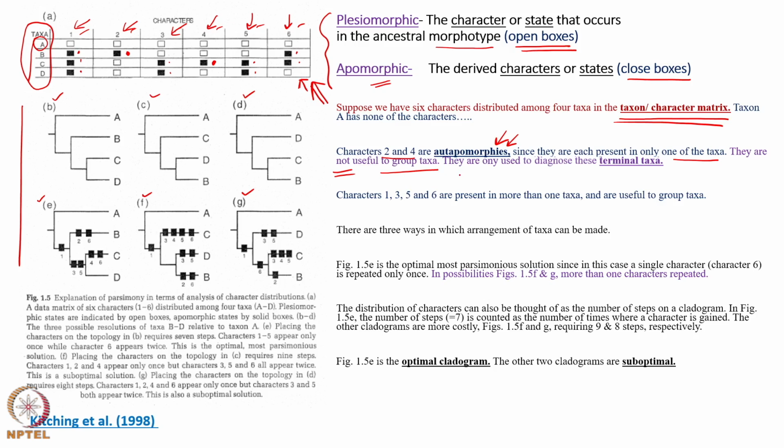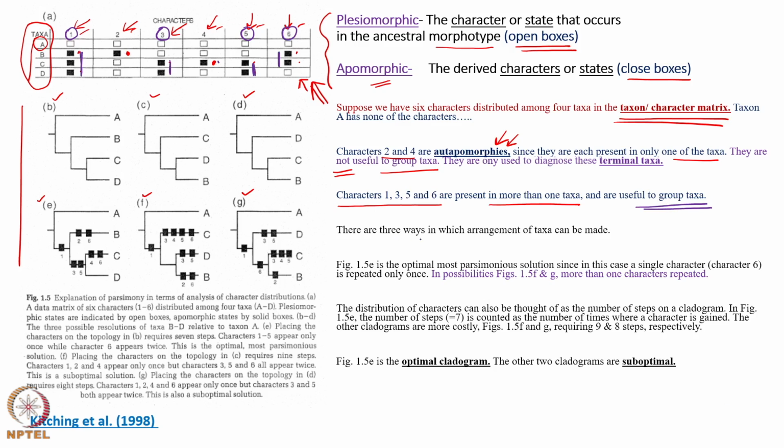To group, we need the shared character between 2 taxa, and in this case, character 2 is only present in B. I do not find another one, so I cannot say character 2 is present in B and something else, that something else is missing. Same point with character 4. We find that characters 1, 3, 5 and 6 are present in more than one taxon. So, this gives a chance of grouping the taxa.